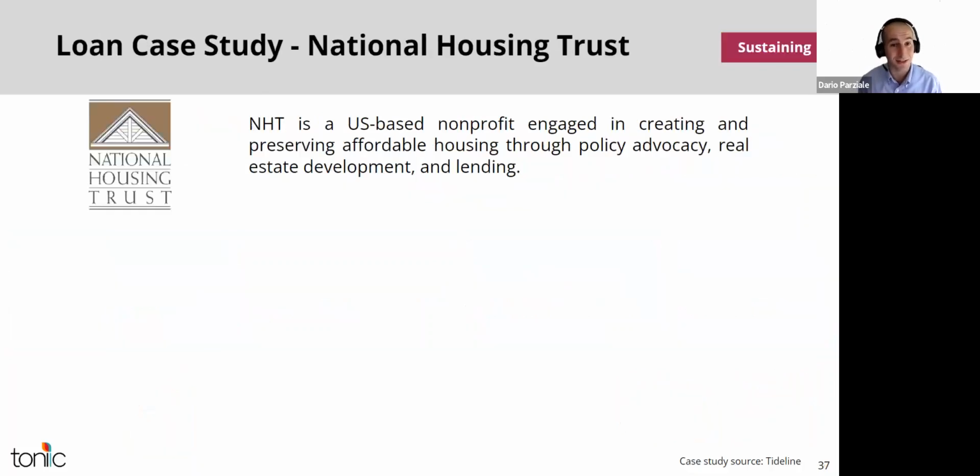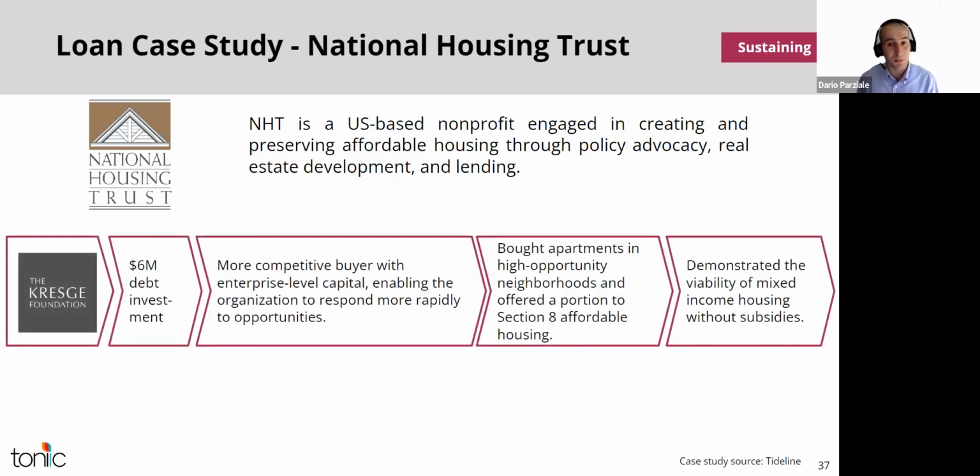The next case study is the National Housing Trust, which is a US-based nonprofit engaged in creating and preserving affordable housing through policy advocacy, real estate development, and lending. In 2016, the Kresge Foundation provided a 6 million program-related investment in the form of debt with a 10-year term, additional grant support, and the potential to convert the debt into an equity investment.